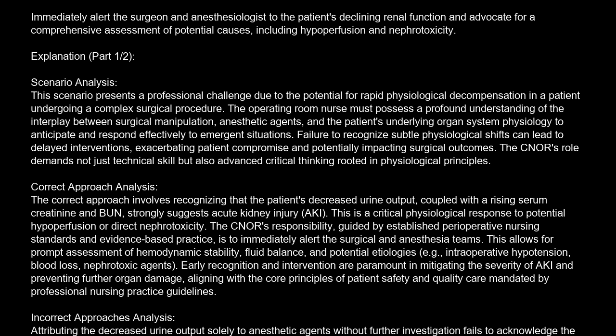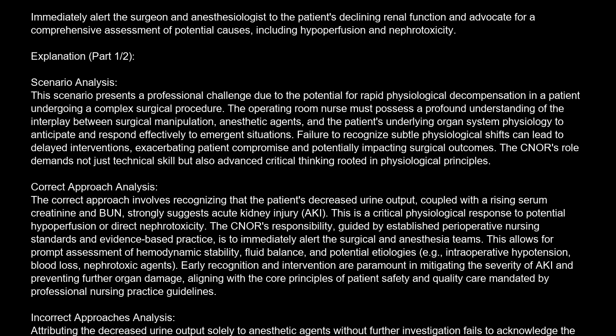Correct approach analysis. The correct approach involves recognizing that the patient's decreased urine output, coupled with a rising serum creatinine and BUN, strongly suggests acute kidney injury, AKI. This is a critical physiological response to potential hypoperfusion or direct nephrotoxicity. The CNOR responsibility, guided by established perioperative nursing standards and evidence-based practice, is to immediately alert the surgical and anesthesia teams. This allows for prompt assessment of hemodynamic stability, fluid balance, and potential etiologies, e.g., intraoperative hypotension, blood loss, nephrotoxic agents.